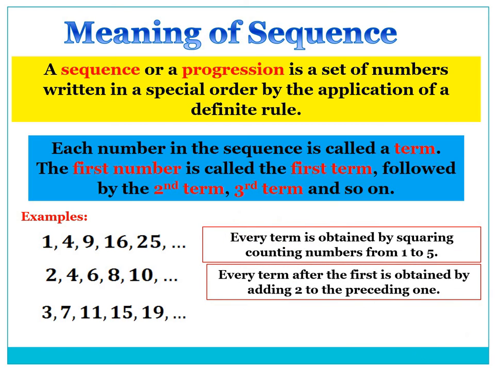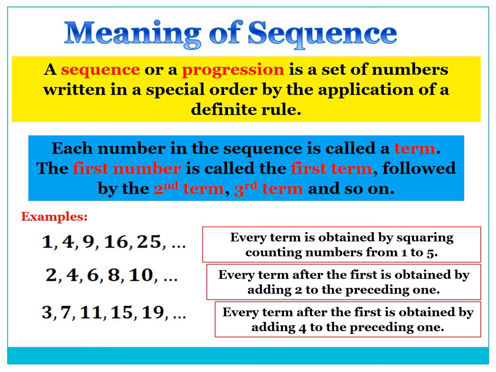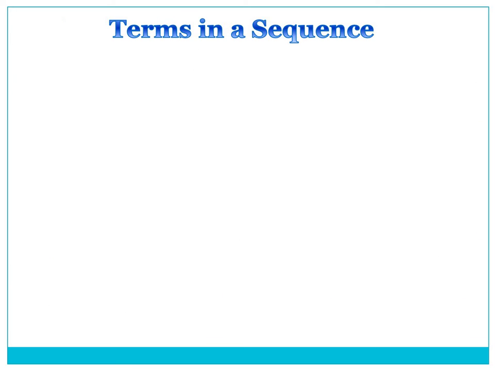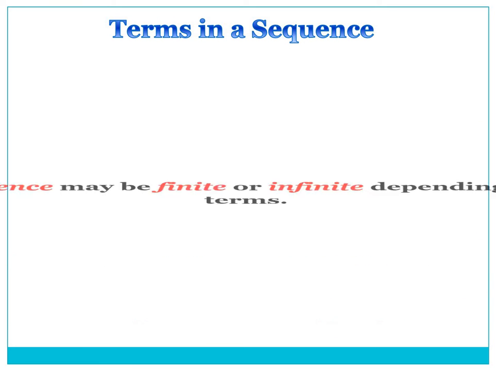And for number 2, every term after the first is obtained by adding 2 to the preceding one. So 2 plus 2 is 4, plus 2 is 6, plus 2 is 8, plus 2 is 10, and so on and so forth. Let's have the third one. Every term after the first is obtained by adding 4 to the preceding one. Let's check. 3 plus 4 is 7, plus 4 is 11, plus 4 is 15, plus 4 is 19, and so on and so forth.